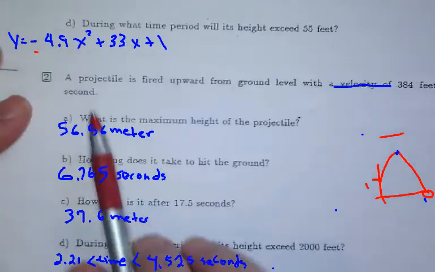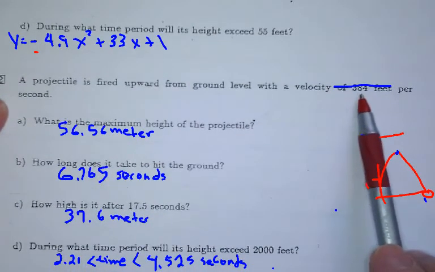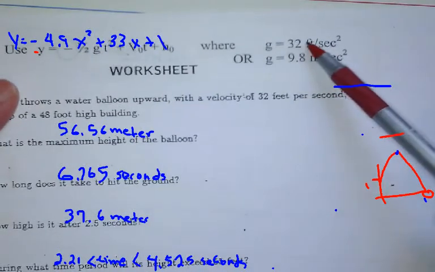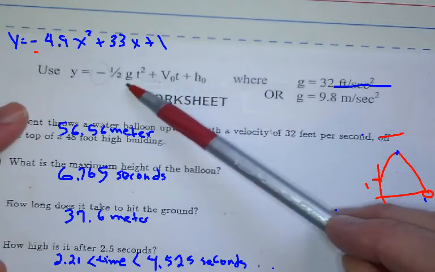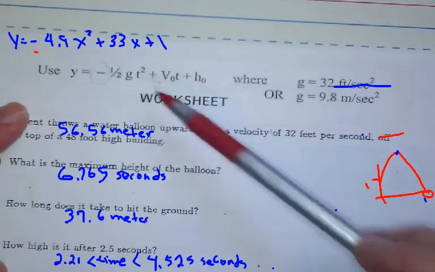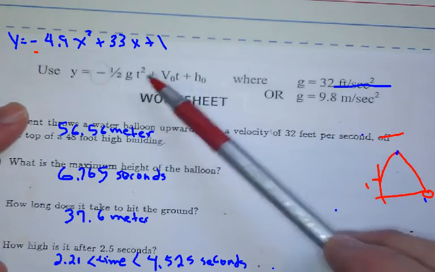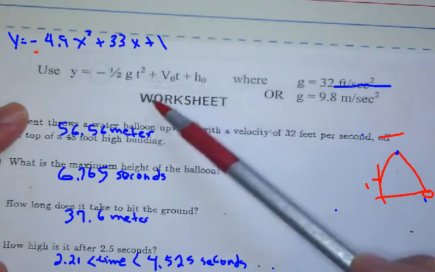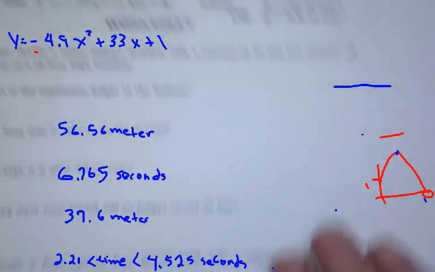What about this one? Here I've got a cannon. It's shooting something up, but the velocity is measured in 384 feet per second. So this one, you'd have to use this number for gravity. So just depending on what's written in your problem, you have to use feet or meters depending on the value for g. Then all the other numbers you just plug in the right spot. Velocity, height, and gravity, and you're done.